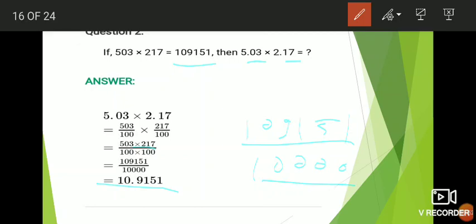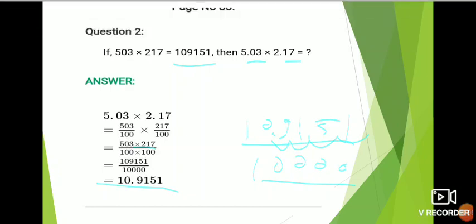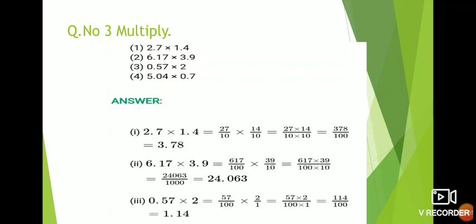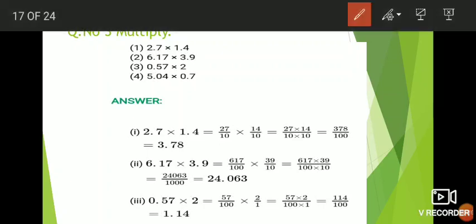So do the count now. How many zeros are there? 4 zeros are there. So here also we have to count 4 digits from the right to the left side, that is 10.9151. Okay. Now question number 3 is given, multiplication. Like that only, multiplication. Here also the same thing. 2.7 into 1.4. In 2.7 after the point 1 digit is there, so for the denominator write 10.